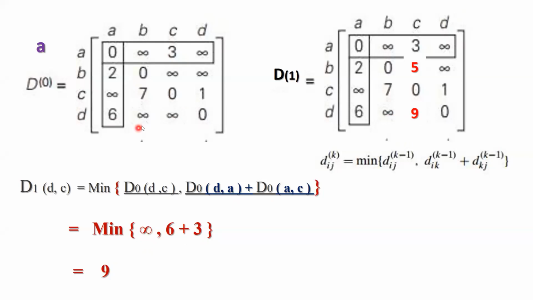If you check this particular value, it remains infinity because D to B it is infinity. By considering A as intermediate, D to A it is 6, A to B it is infinity. So infinity remains infinity as it is. So no other elements get changed. Only these two, 5 and 9, that is B to C and D to C, get changed from the first stage to the second stage. I think the procedure is very clear for you.